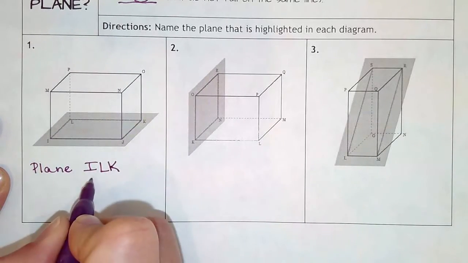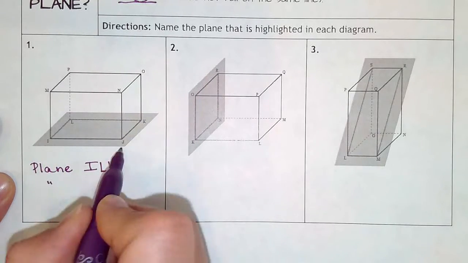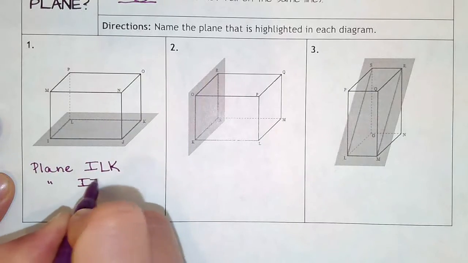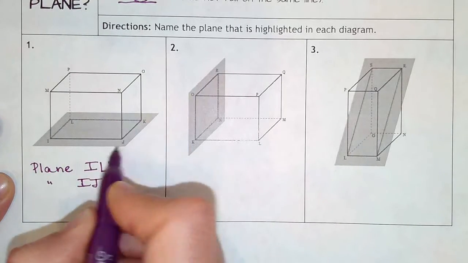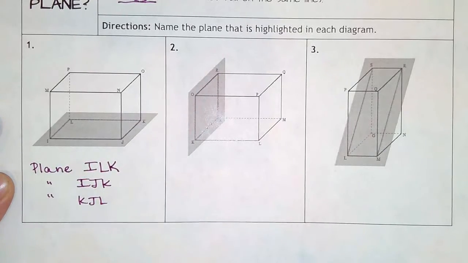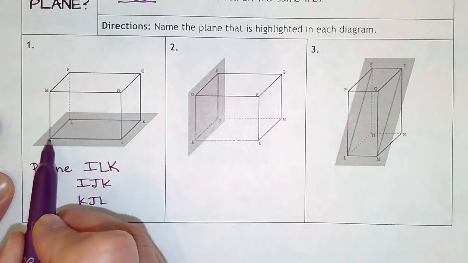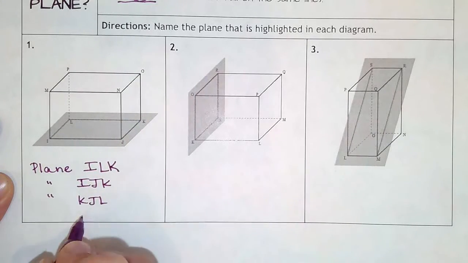I'm not going to keep writing out plane, but you get the gist. Plane I-J-K. Plane K-J-L. It can be any order. They don't have to go one after the other. You can go in any order. It can be I, K, L.